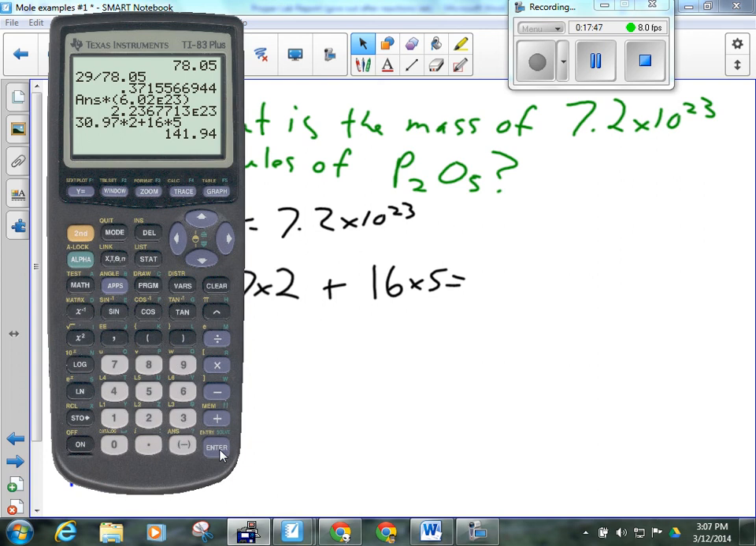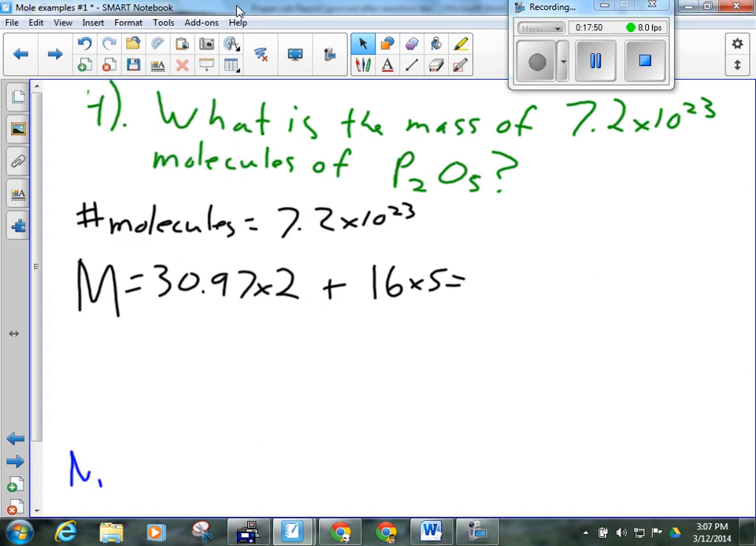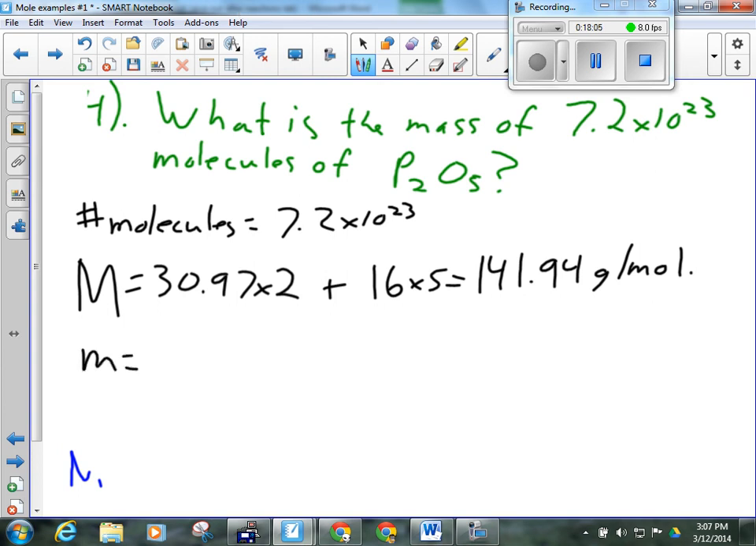All right, so 141.94 is our big M. Okay, how am I going to find the mass? If I'm going to find little m, I need this, which I have, and I need that. And I don't have that. I don't have n.